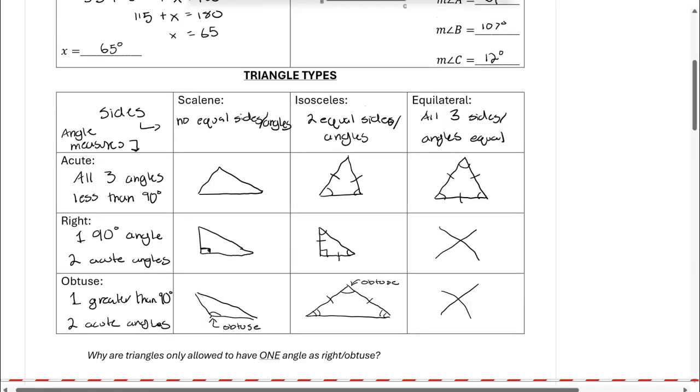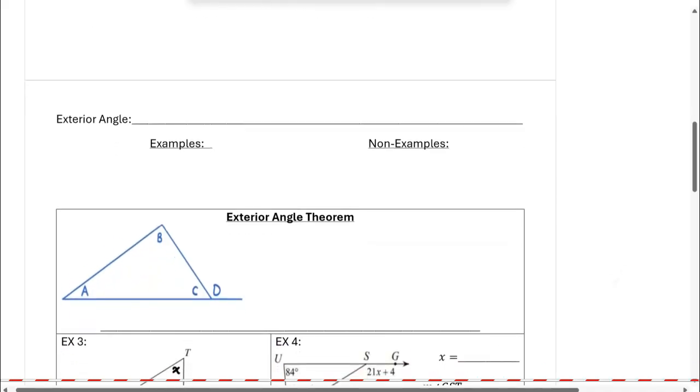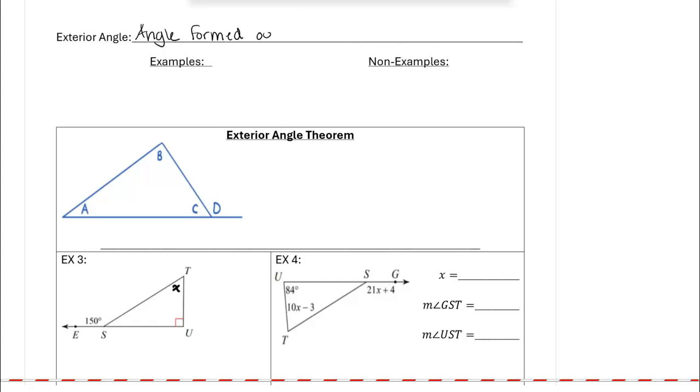Okay, so we've looked at some triangle types. Now we're going to look at our exterior angle theorem. So the first thing we want to define is an exterior angle. So an exterior angle is going to be an angle formed outside of the shape. It forms a linear pair with an interior angle.